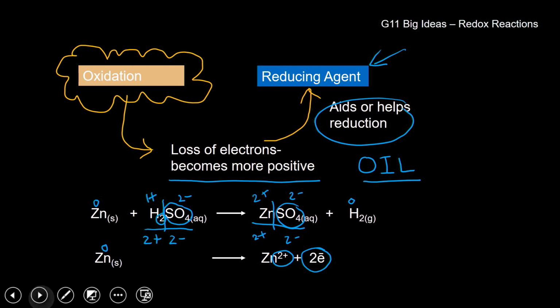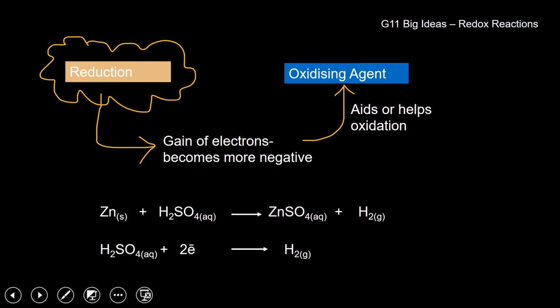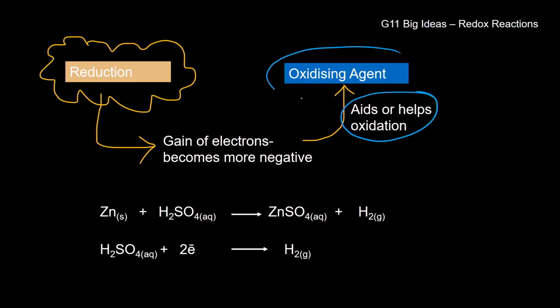Let's move on to the other half reaction, which is reduction. Obviously if the oxidation is giving electrons away and becoming more positive, an increase in oxidation number, then reduction means that there must be a decrease in oxidation number. And so this substance gains electrons and becomes more negative. By doing that, what is it doing? It's helping oxidation, and so it is called an oxidizing agent.